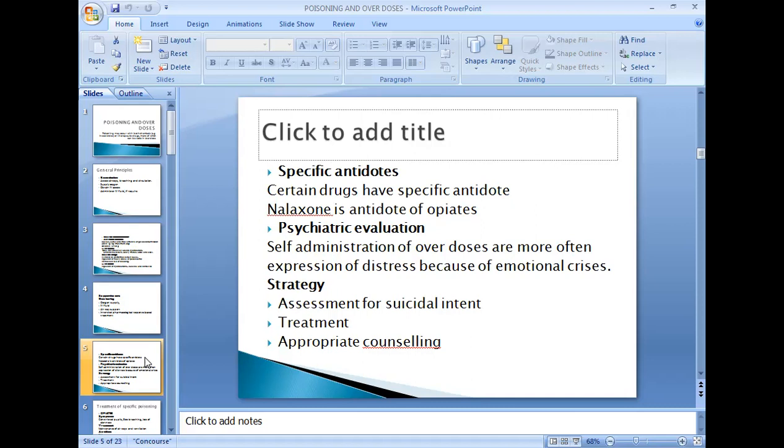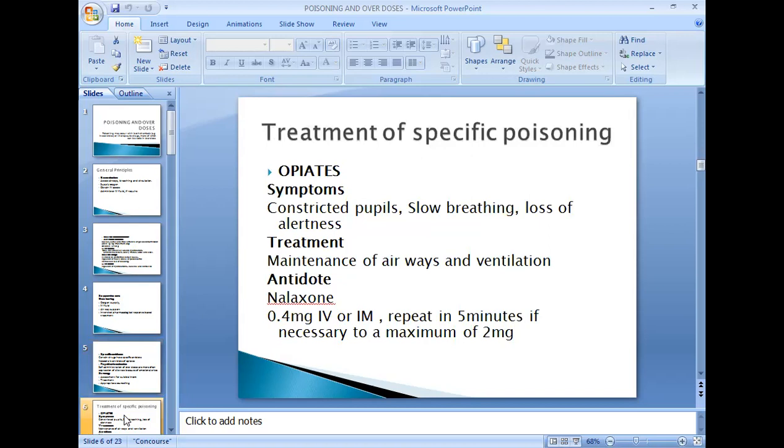We have some specific drugs for their specific treatment because of their toxicity, like opiates that show toxicity signs and symptoms including constricted pupils, slow breathing, loss of alertness, and treatment involves the maintenance of airway and ventilation. Opiates include morphine, codeine, thebaine.